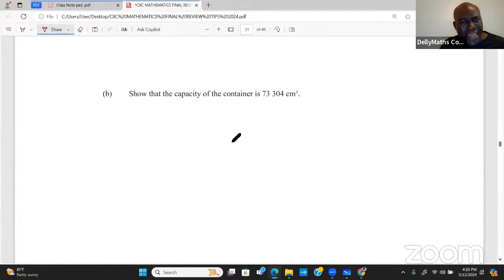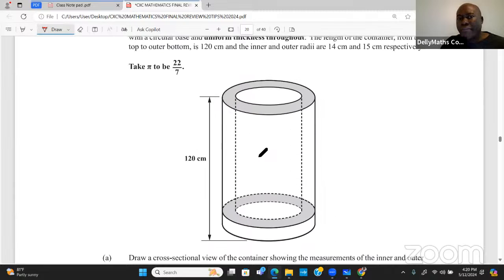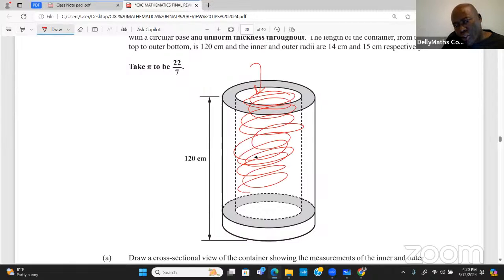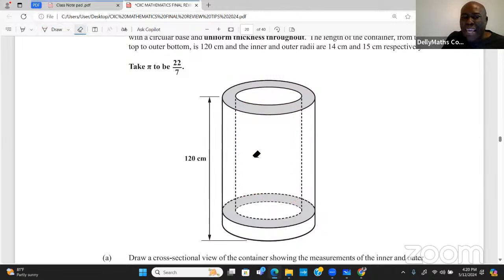It says, show that the capacity of the container is 73,304. When we talk about the capacity, it is the space that can be filled. So then you have to know that the capacity would be the small aspect, like in here. We're talking about if I'm supposed to throw some water, what is going to catch the water? So the catchment of the water would be done by that central region here. That means I'm going to have to focus on using the radius of 14. And then how far did it go? It didn't go all the way to the bottom. We could see that it stopped partway here.